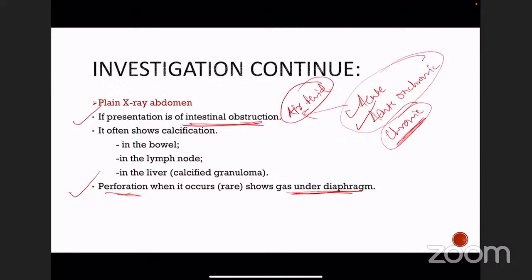We are suspecting abdominal tuberculosis. These things are secondary to abdominal tuberculosis. What other thing can we see on the X-ray abdomen? That is calcification. That can be in bowel, lymph node, or liver, like any other organ, right? These three things we can see.